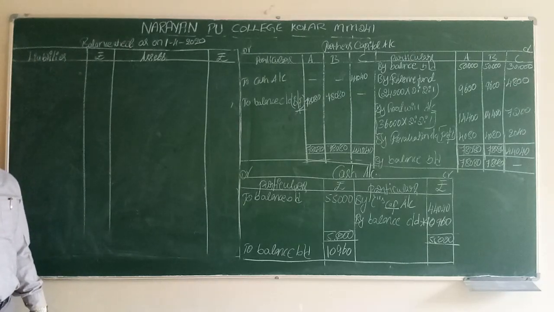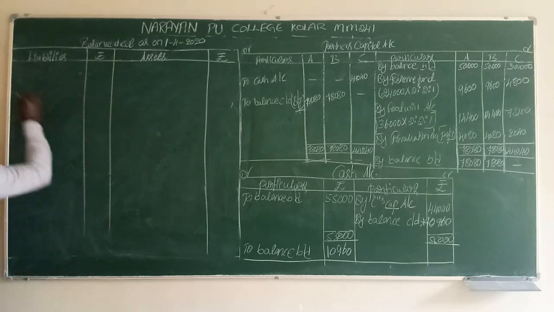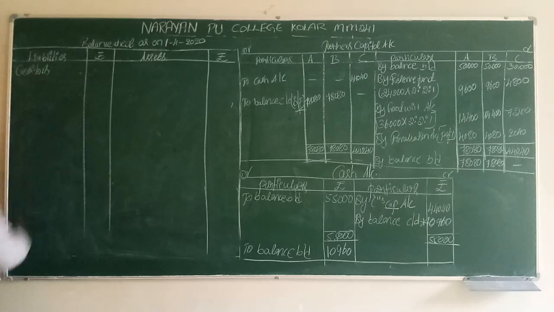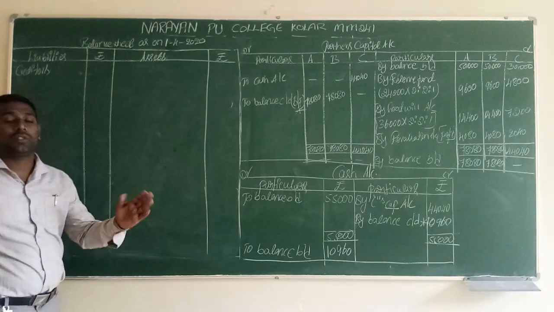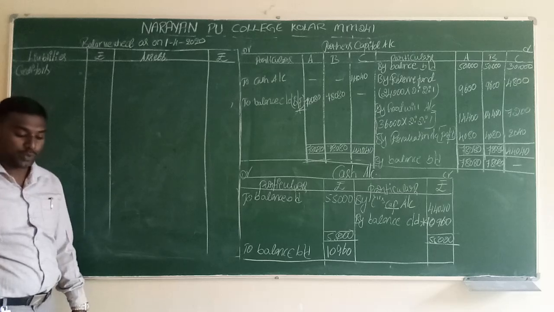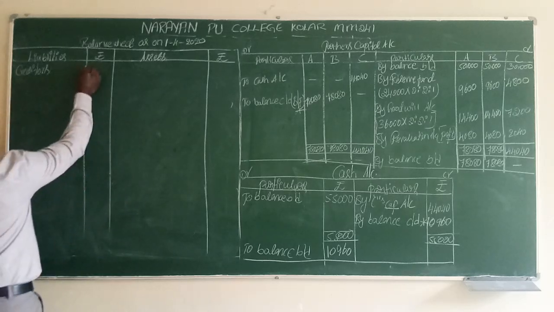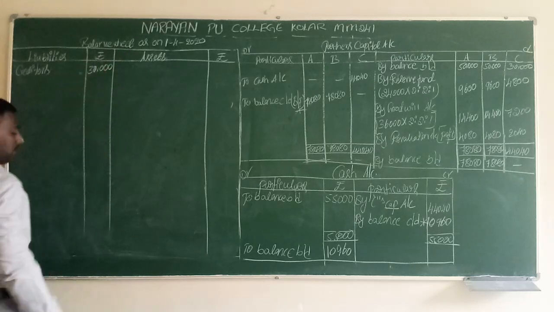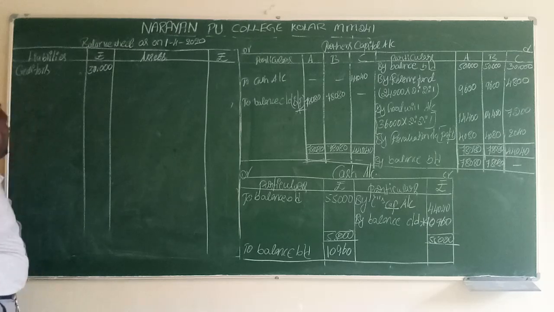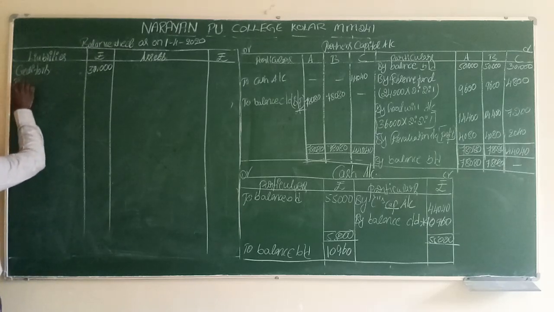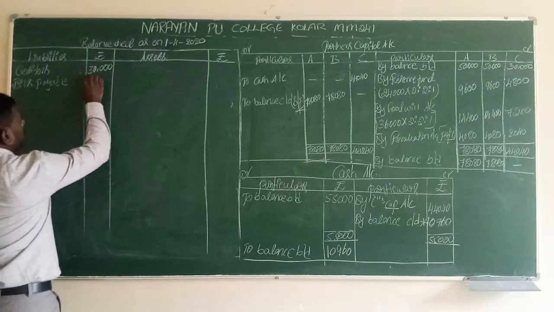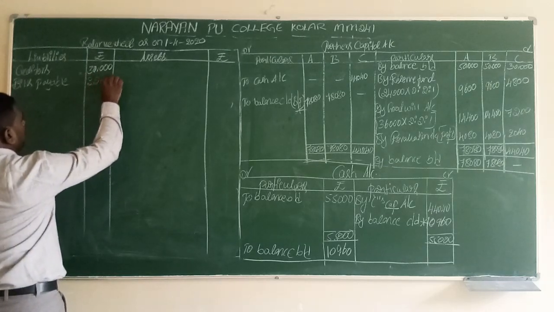So the liabilities side. First, what transactions are given in the previous balance sheet? The first point is creditors. For creditors there are no adjustments, so directly we write the value in the amount column. The value of creditors is 30,000. After that, the second thing given is bills payable. The value of bills payable is 22,000.